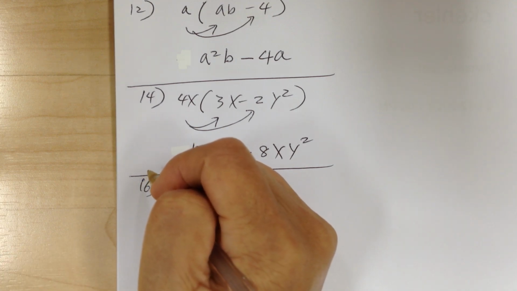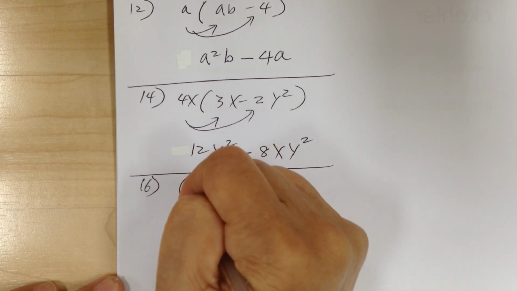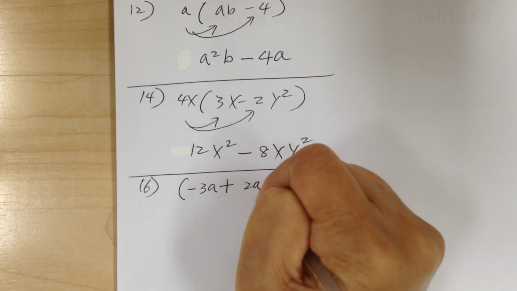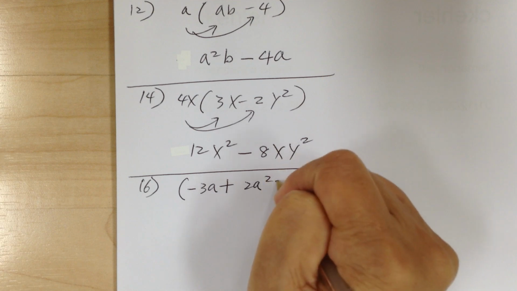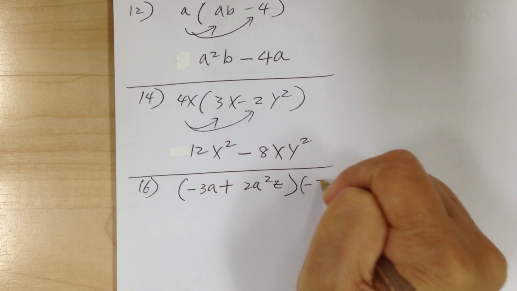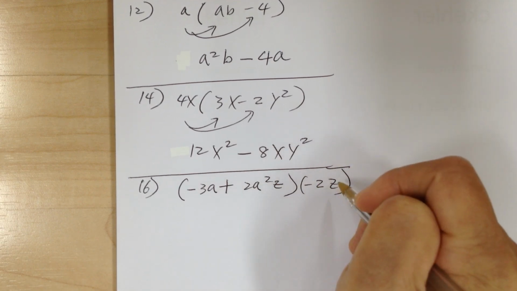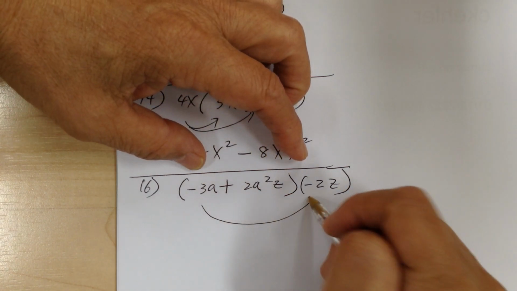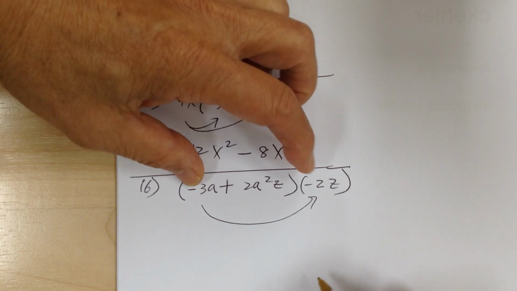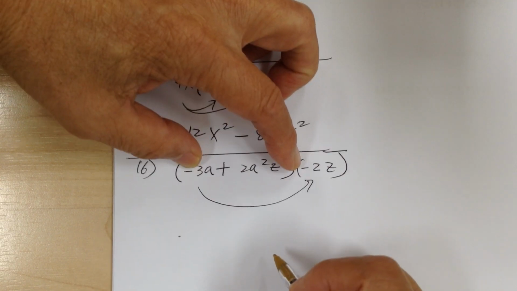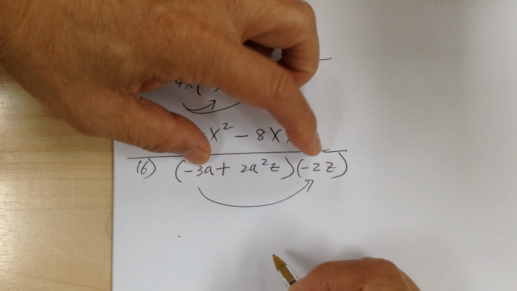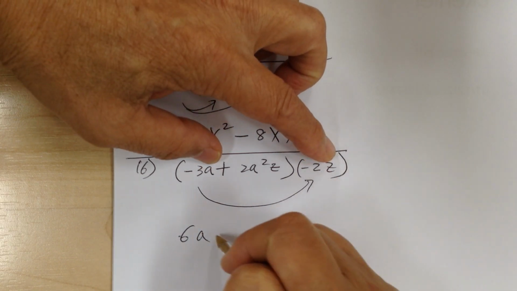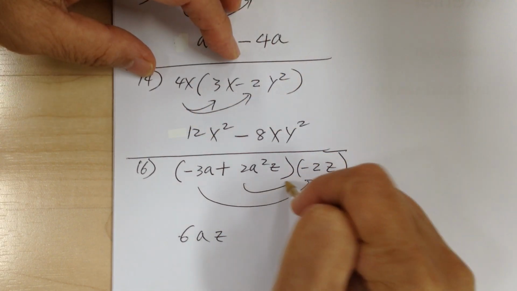Okay, 16. You have negative 3a plus 2a squared z times minus 2z. So again, this is the backward distribution, so that's going to multiply. So again, sign, negative times negative is positive, so you don't write anything in the beginning. Number, 3 times 2 is 6. Alphabet a, that's it. And z, that's it. Then you go to the next one.